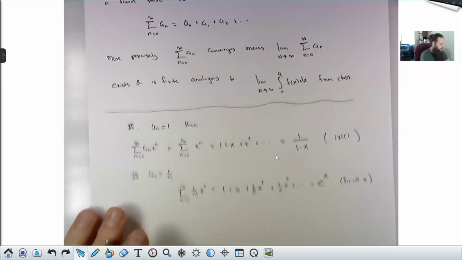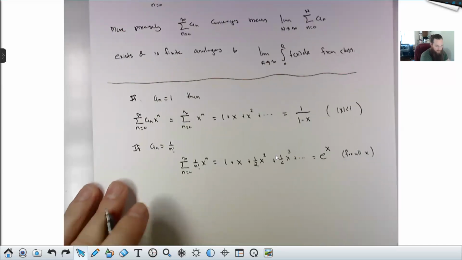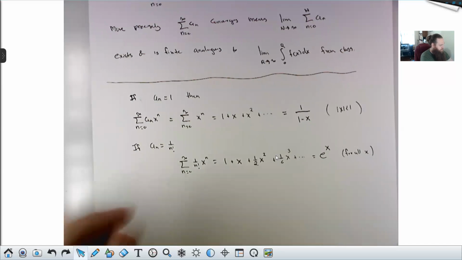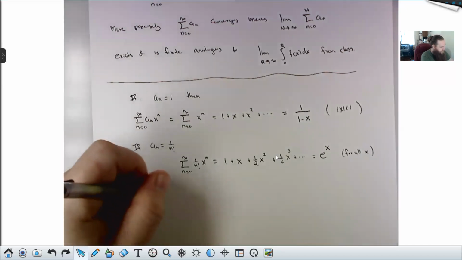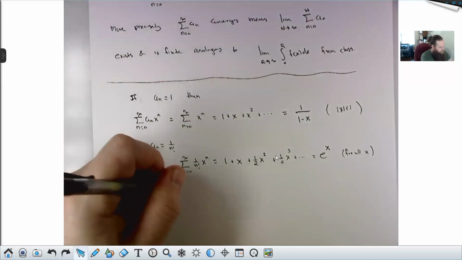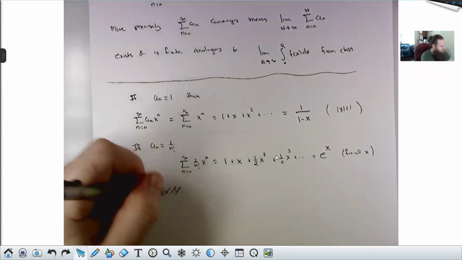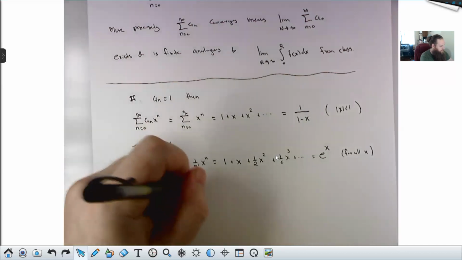Other ones that you should remember, sine and cosine. Maybe one you don't remember. Let me just say it like this: other important power series.